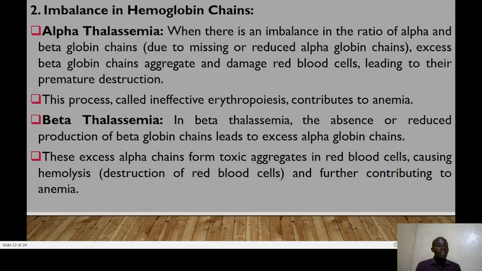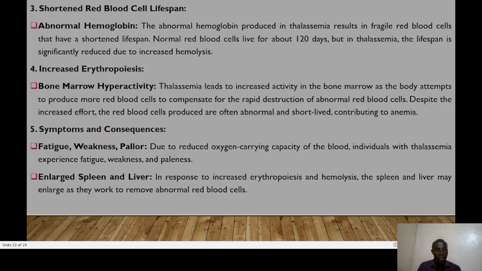Okay? So we have the imbalance in hemoglobin chains, where when you talk about alpha thalassemias, there is an imbalance in the ratio of alpha and beta chains due to missing or reduced alpha globin chains, and excessive beta globin chains aggregate and damage red blood cells, leading to their premature destruction. This process is called ineffective erythropoiesis and contributes to anemia. For beta thalassemia, the absence or reduced production of beta chains leads to excess alpha globin chains. So when there is excess alpha chain, they form a toxic aggregate in the red blood cells, causing hemolysis, destruction of red blood cells, and further contributing to anemia.